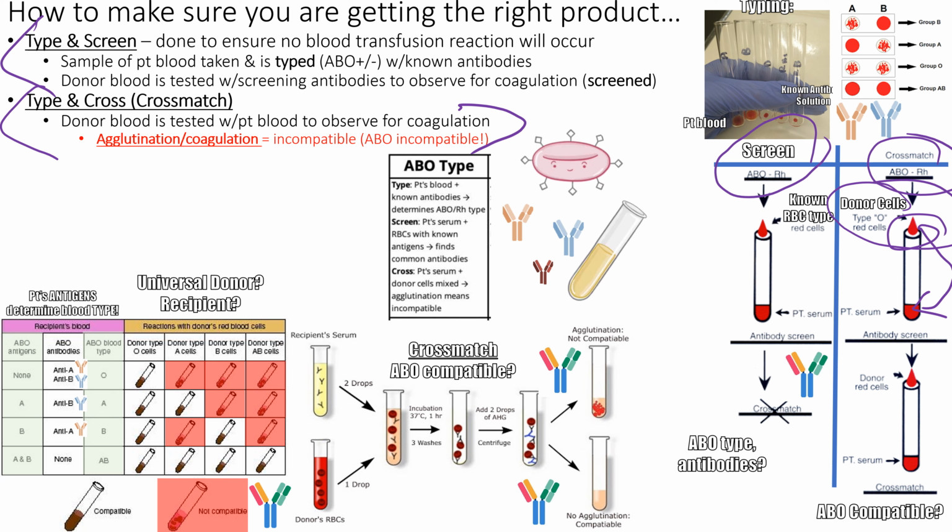But there is a type that you can give to everybody. Which type is that? O negative can be given to everybody, right? And we'll give you the reason why that is. Okay, so type and screen, going back to that one.